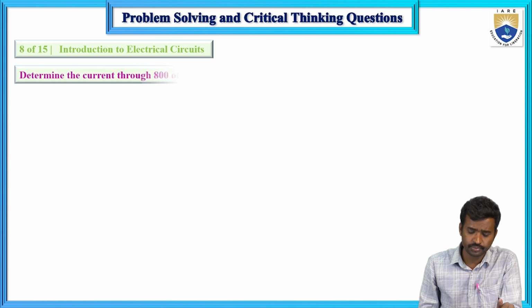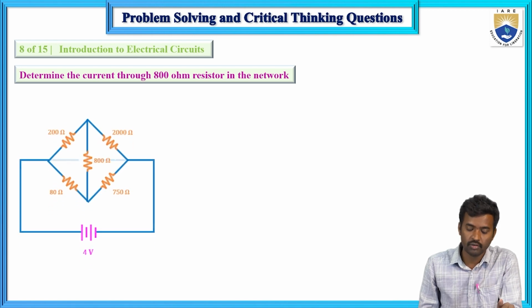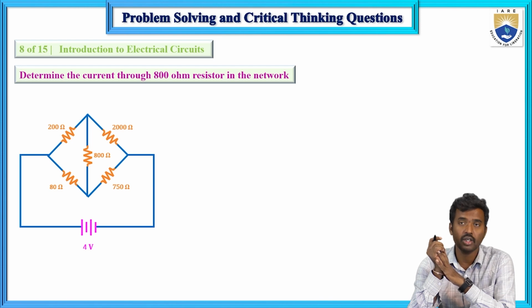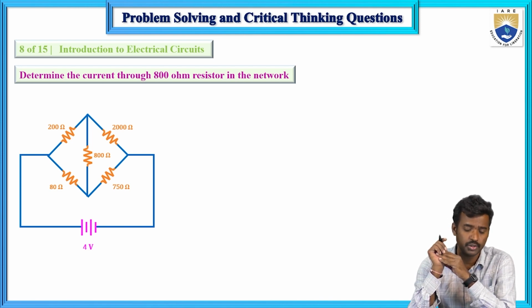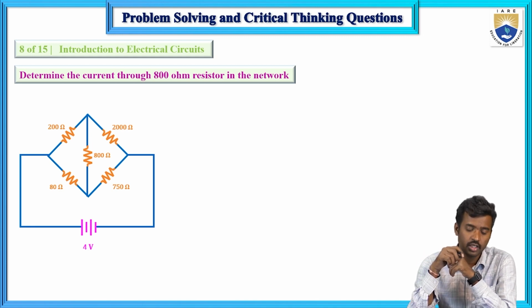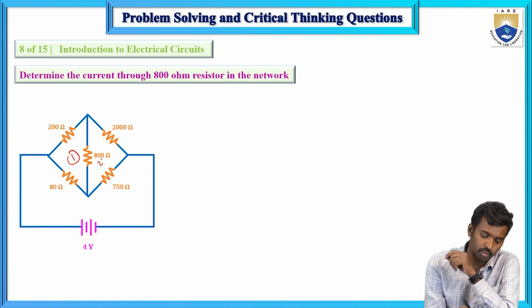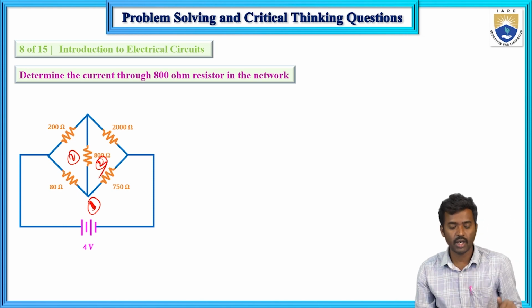Next, 8th question. Determine the current flowing into the 800 ohm resistor in the network. So this is the circuit. The best method to find the current flowing into each resistor is mesh analysis. You can use that mesh analysis concept for this circuit. Here the possible number of meshes is 3: mesh 1, mesh 2 and mesh 3, or you can assign 1, 2 and 3. So assume the mesh currents.